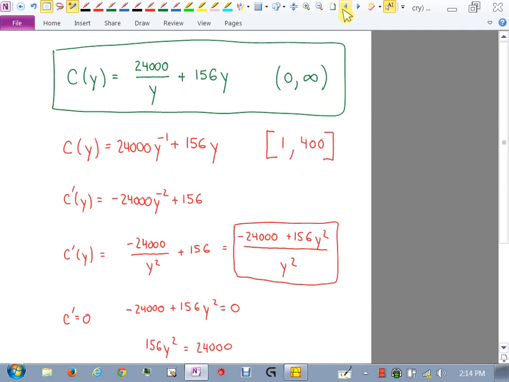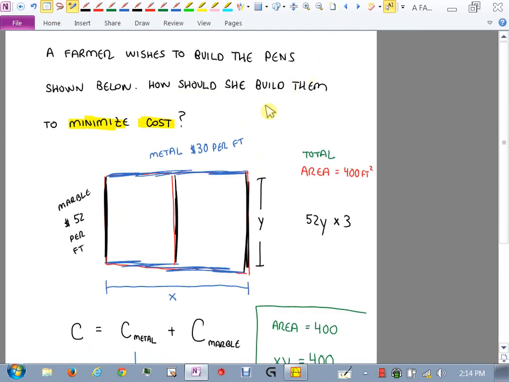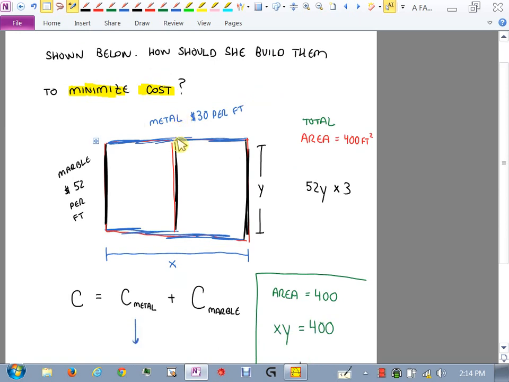Look at the original question. How should she build the pen? So I want to know what the dimensions of this pen should be. I mean, all you've told me is how much it's going to cost me. I want to know how to build it. I need the y to be what here? 12.4, which means I need to figure out what x is going to be.